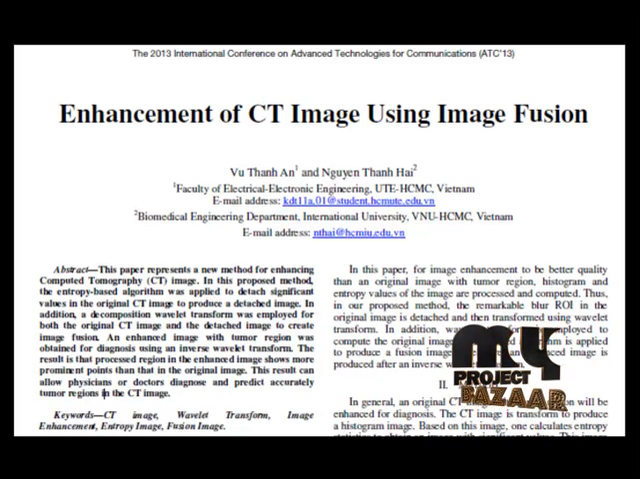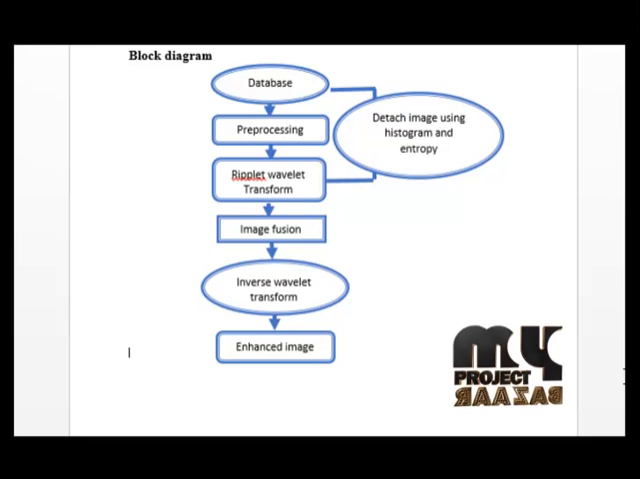From this processed region, the enhanced image shows more beating points than that in the original image. This is the flow diagram of our process. First we collect the lump city image in the database folder.